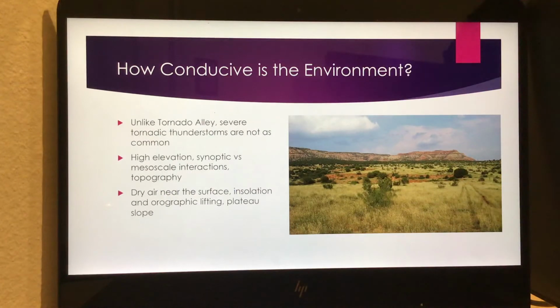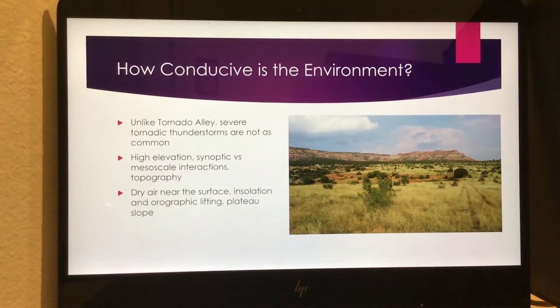So, how conducive is the environment? Oftentimes, the environment is not conducive for the development of thunderstorms, especially tornadic thunderstorms. In the High Plains region, it's noted that tornadoes are generally regarded as occurring relatively infrequently. There's a lot of reasons for this, and a lot of the different research has different ideas, such as higher elevation, how synoptic weather patterns interact with mesoscale patterns, topography, and how that interacts with large-scale moisture transport.